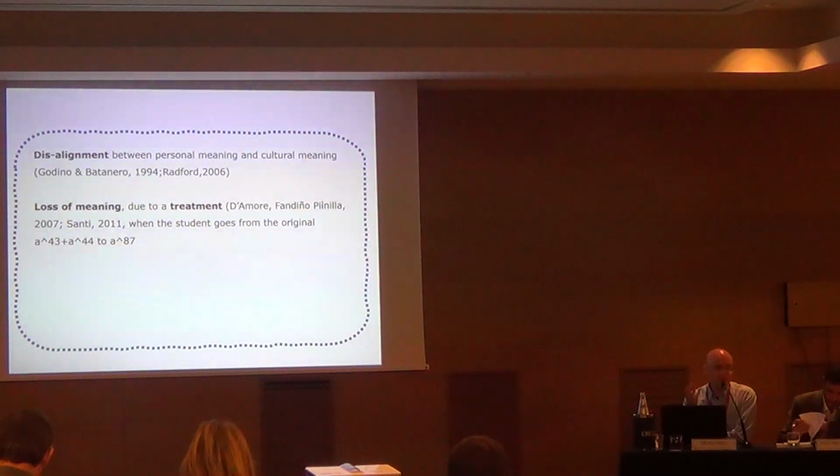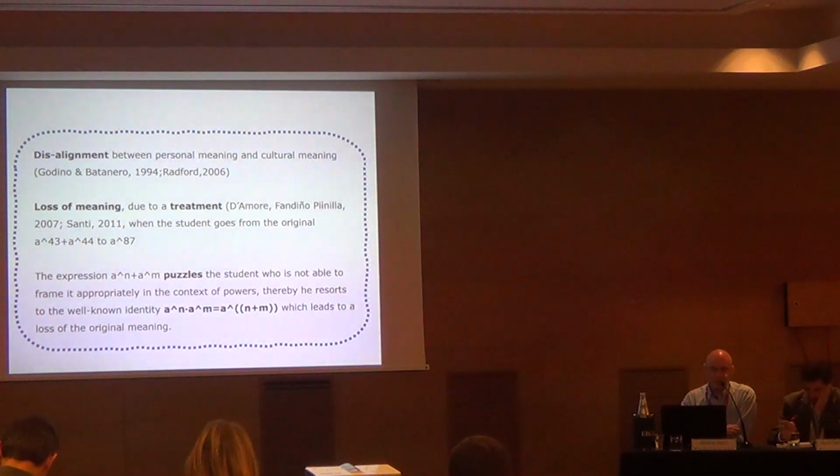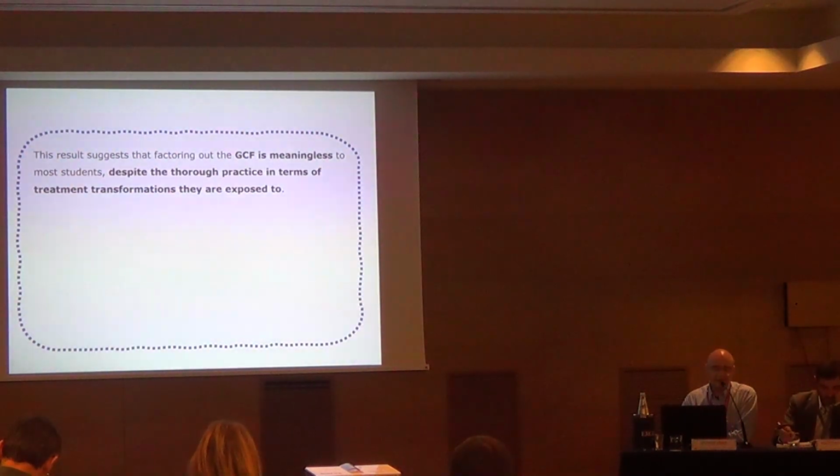So we have the equation in the inequality in the symbolic language, and the representation of the inequality, still in the symbolic language but with another representation, puzzles the students. And so what happens is they're not able to frame it appropriately in the context of power, so the student resorts to a well-known identity which doesn't fit in this context. So again, we have a pseudo-structural approach where students just manipulate symbols without understanding their meaning. The students are not able to factorize the powers in order to get the correct answer. And again, I want to underline, despite the thorough practice that students are exposed to in terms of treatment transformation.